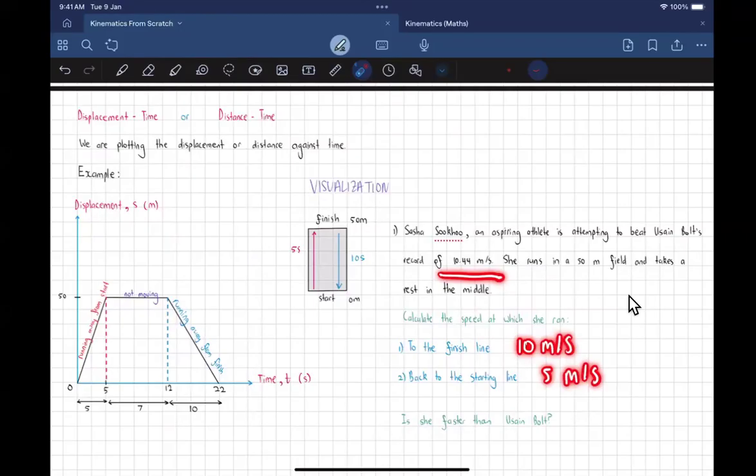At what speed did she run to go to the finish line? 10 meters per second. Is that more or less than 10.44? Less. Okay. On the way back to the start line, what was her speed? 5 meters per second. Did she run at any point more than 10.44 meters per second? No. So she did not run faster than Usain Bolt.